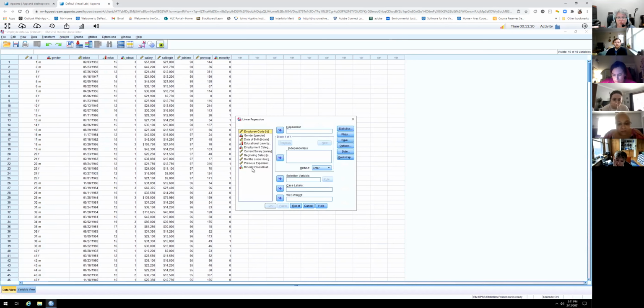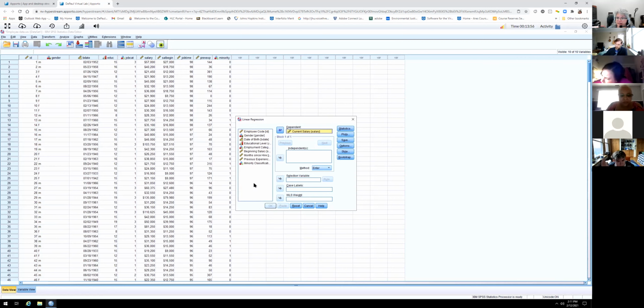Again, here's where all of our variables are, and it's asking you for the dependent variable. So what's our dependent variable here? Do you remember? Current salary. Correct, it's current salary.